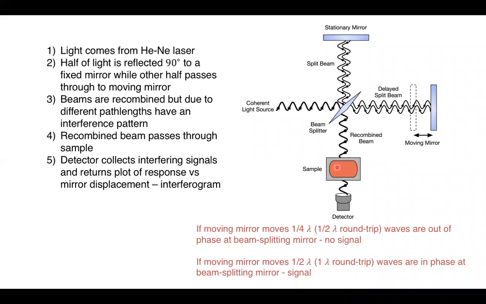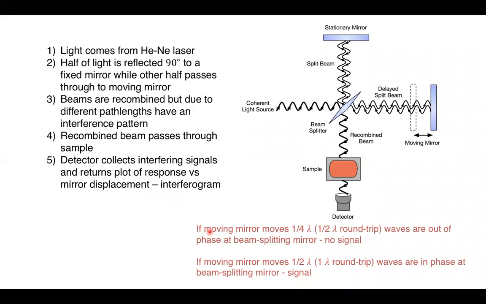Then once this recombined beam passes through the sample, the differences in the interactions between the two beams will be measured, and then that will be detected. The detector collects interfering signals and returns the plot of response versus mirror displacement, which is our interferogram.